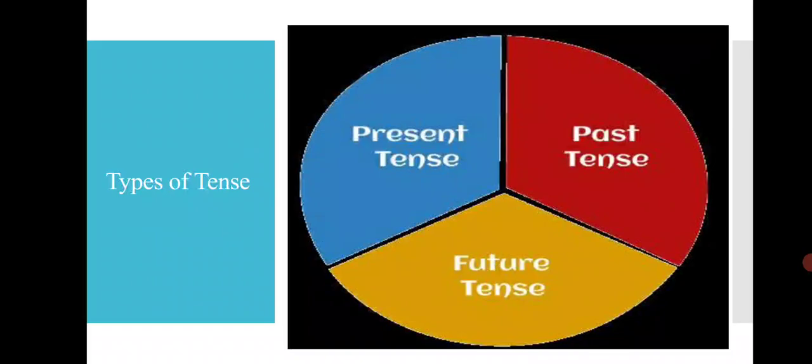And next is the types of tenses. From the example itself, we could have got an idea about the types of tenses. So there are three types of tenses. They are, the first is the present tense, the second is the past tense, and the third is the future tense. Present tense, past tense, and future tense. So the pictorial representation itself gives an idea about the tenses to us. The blue color indicates the present tense.